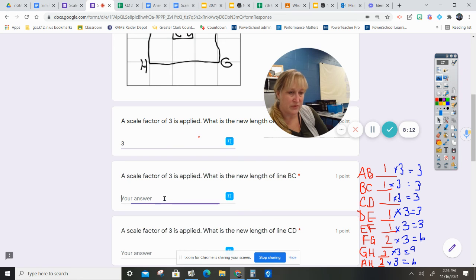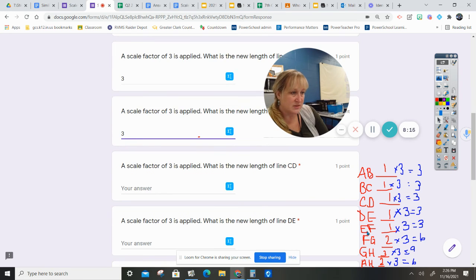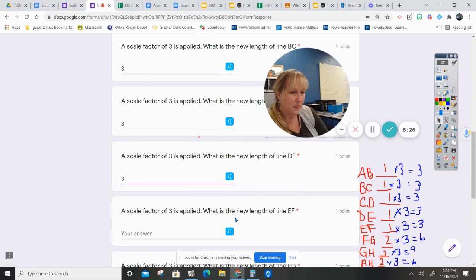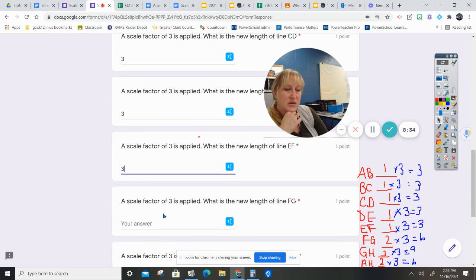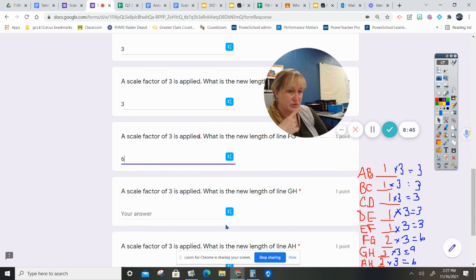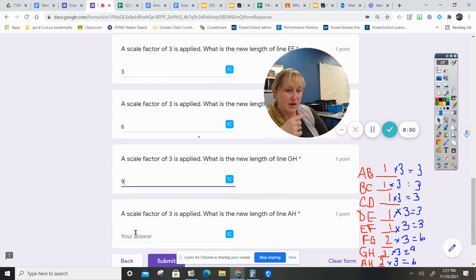BC has a scale factor of 3 as well. CD with the scale factor of 3 also becomes 3. DE with the scale factor of 3 becomes 3 also. Line EF is still 1. Scale factor of 3 becomes 3. Scale factor of 3 to line FG. Well, FG is now 2, so it's not 3 anymore. It becomes 6. A scale factor of 3 for GH. That's 3 times 3, which is 9. And the last one is 3.